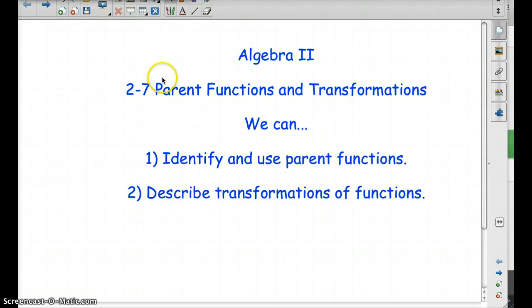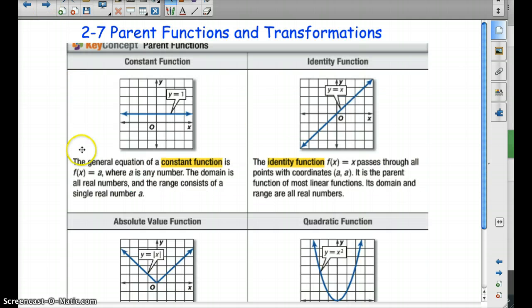Hello, Algebra 2 students. We're going to start 2.7, parent functions and transformations, and we should get it all done in this video. So we can identify and use parent functions and then describe the transformation of these functions. So here are the 4 parent functions you need to know.